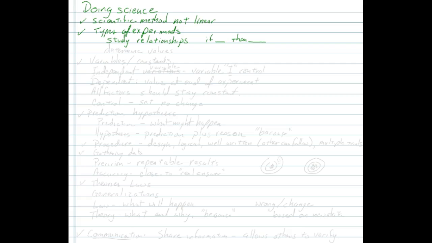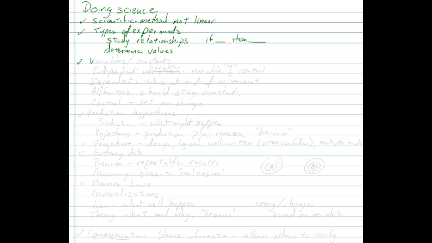There are also experiments to determine values. You're just trying to find out what the density of this unknown metal is. You're trying to find out what the boiling point of water is. You're trying to find out what the different solubilities of different solutions are at different temperatures. So all you're doing is determining numbers. And they require different types of experiments to do each.